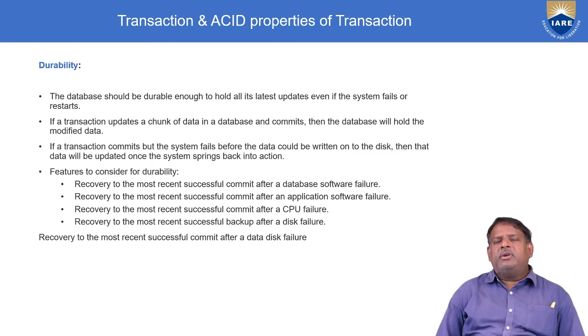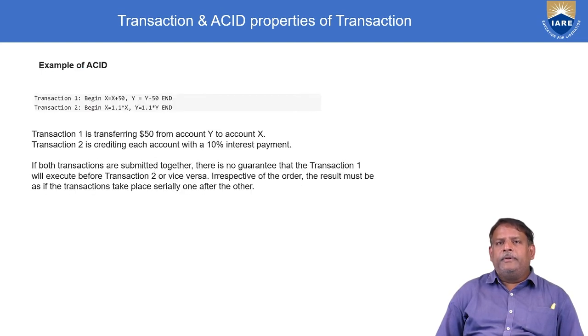The following are the features to consider for durability: the recovery to the most recent successful commit after a database software failure, the recovery to the most recent successful commit after an application software failure, the recovery to the most recent successful commit after CPU failure, the recovery to the most recent successful backup after disk failure, and the recovery to the most recent successful commit after a disk failure. These are the various five steps to consider for durability.